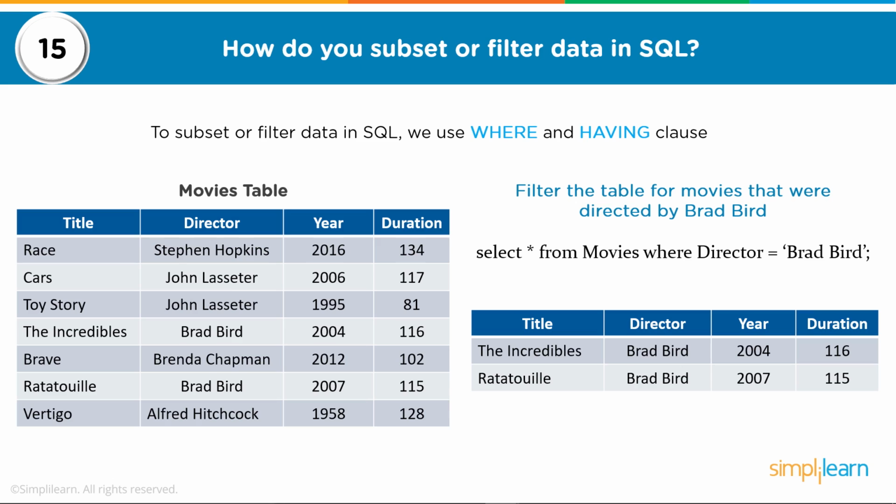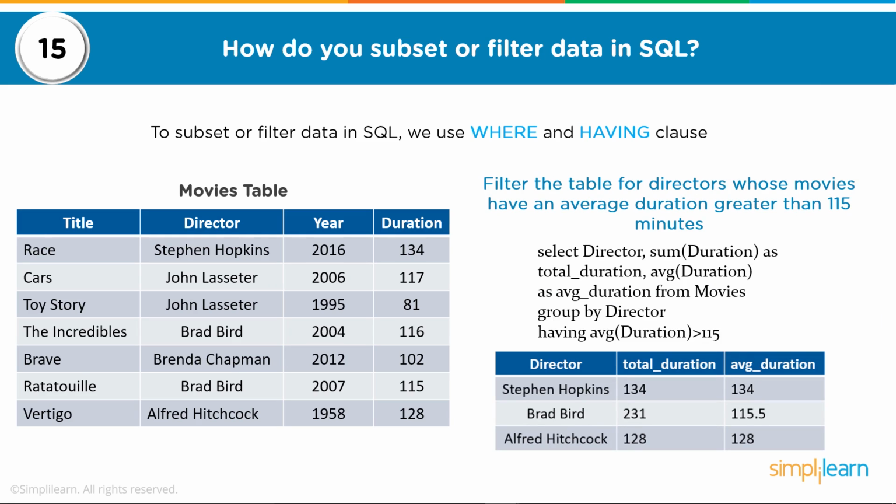So we're going to do SELECT star. You should know that the star refers to all. In this case, what are we going to return? We're going to return all: title, director, year, and duration. That's what we mean by all. FROM movies, movies being our table, WHERE director equals Brad Bird. And you can see he comes back, and he did The Incredibles and Ratatouille.